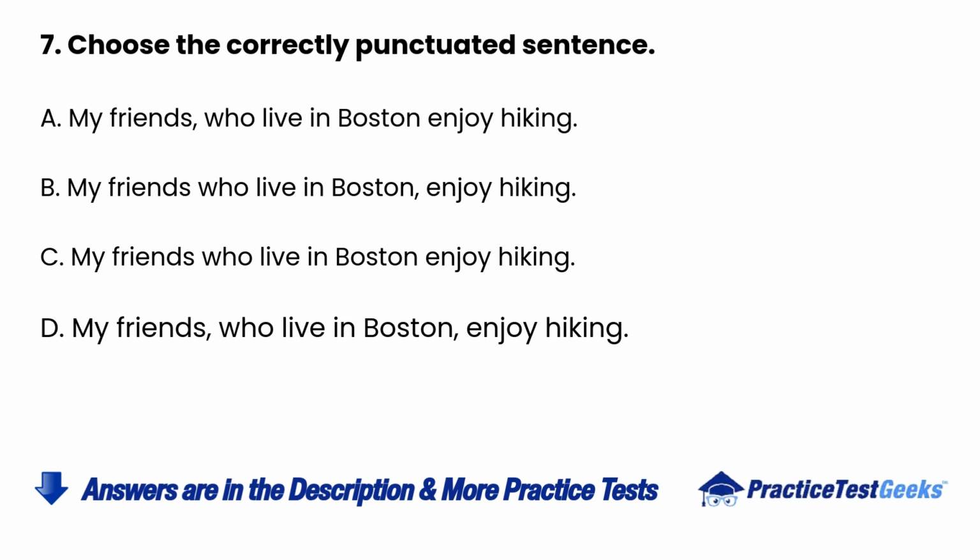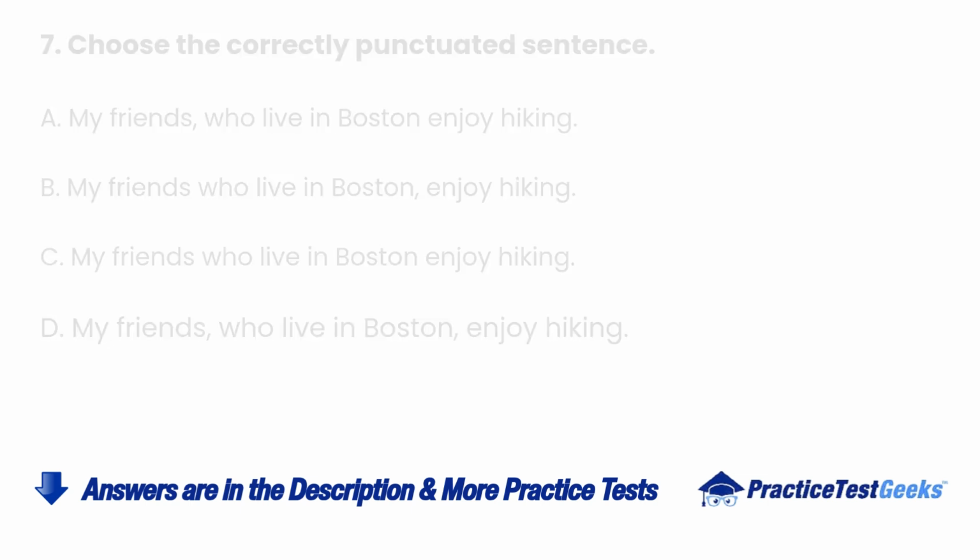7. Choose the correctly punctuated sentence. A. My friends, who live in Boston, enjoy hiking. B. My friends who live in Boston enjoy hiking. C. My friends who live in Boston enjoy hiking. D. My friends who live in Boston enjoy hiking.